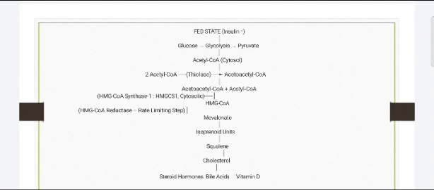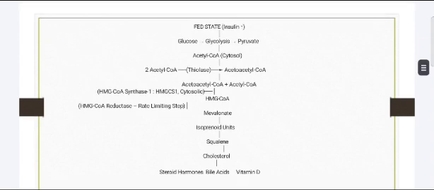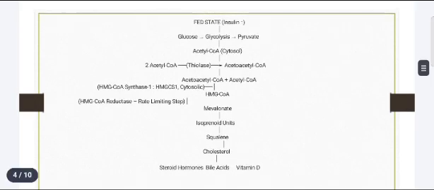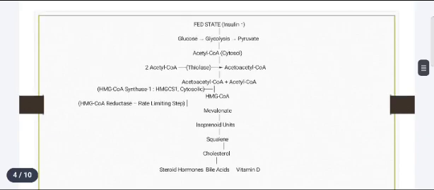In the fed state, in the presence of insulin, glucose is converted into pyruvate. Pyruvate is further converted into acetyl CoA in the cytosol. This acetyl CoA is converted into acetoacetyl CoA by the enzyme thiolase, and acetoacetyl CoA and acetyl CoA in the presence of HMG CoA synthase lead to the formation of HMG CoA.